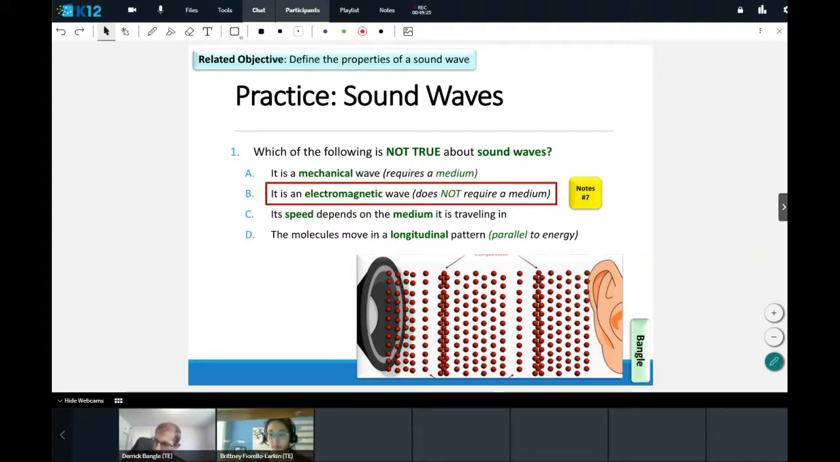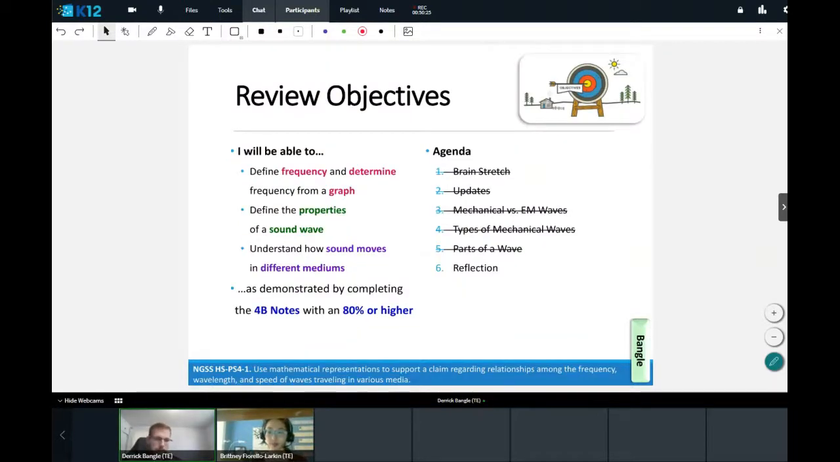All right, one last timer here, one last raising of the hands, and then that will be it for today. Go ahead and end it then. You guys did amazing today. We learned about frequency and determined frequency from a graph by counting those high points and low points. We defined the properties of a sound wave, and we understand how sound moves through different mediums.